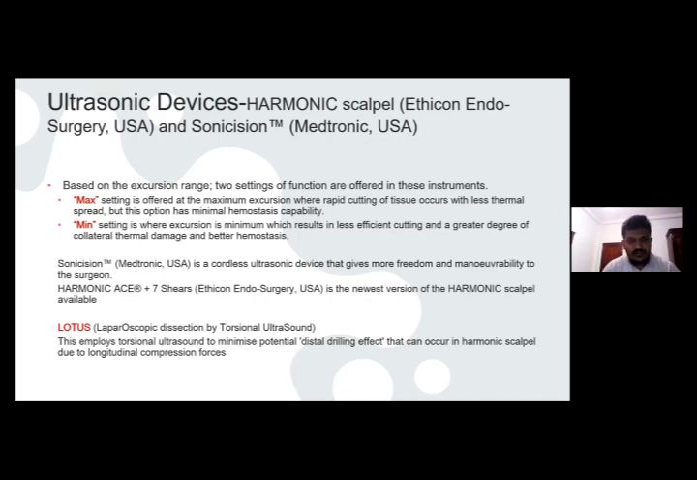And when compared, the Sonicision is a differently manufactured harmonic ultrasound device. It is a cordless ultrasound device that will give more freedom and maneuverability for the surgeon. Apart from that, there is laparoscopic dissection by torsional ultrasound, which will reduce the distal wave effect due to the conventional longitudinal compression forces applied by the harmonic device.